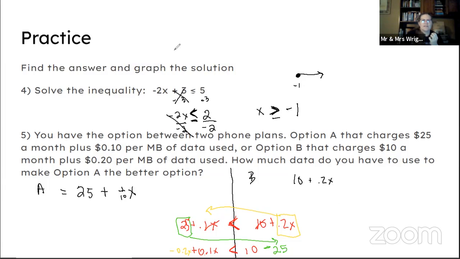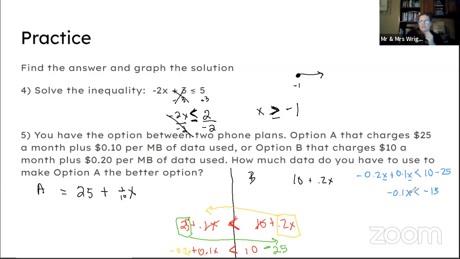Let me rewrite it here in blue for us. We have negative 0.2x plus 0.1x is less than 10 minus 25. Now, we're going to combine our like terms. We have a like term here and here, x and x. It's the same letter, same exponent. So I'm going to put an x here. Now I need to combine the coefficients, a negative 0.2 and a positive 0.1. That means I'm going to have a negative 0.1 if I combine those. You can use a calculator to verify. And 10 minus 25 is going to be a negative 15. Again, use your calculator to verify all of your work, especially important when working with negatives.